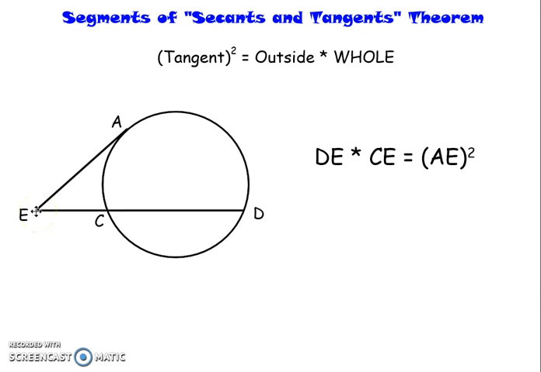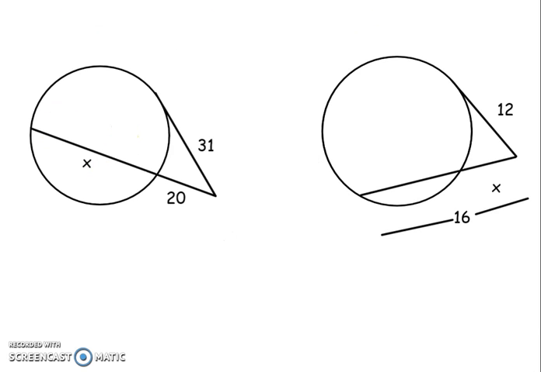So our intersection point is E, so again it's E to C, the outside part, times the whole thing, E to D, which means you're going to need to add EC and CD together. And then on the other side it equals the tangent squared, EA, and then basically you have two segments over here. The two intersection points on the circle became the same thing. So EA times EA. So let's look at a couple of examples.